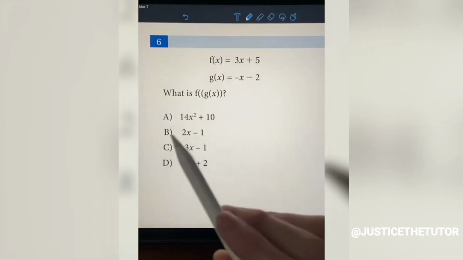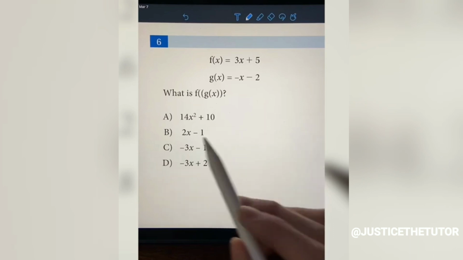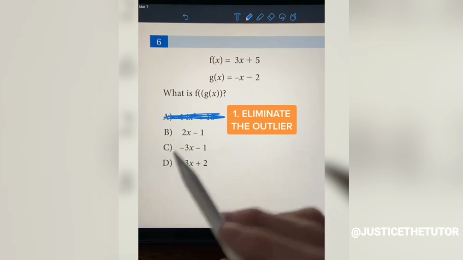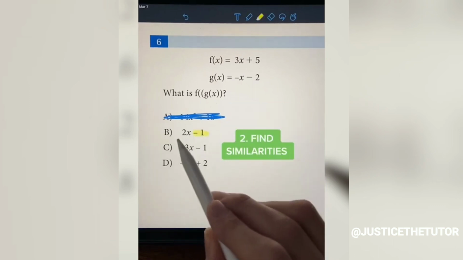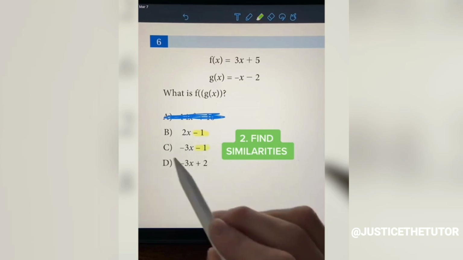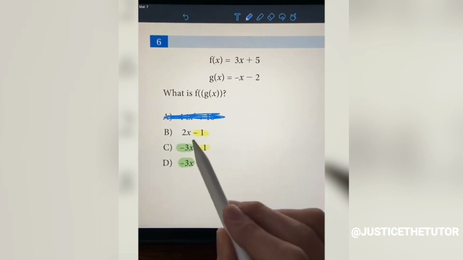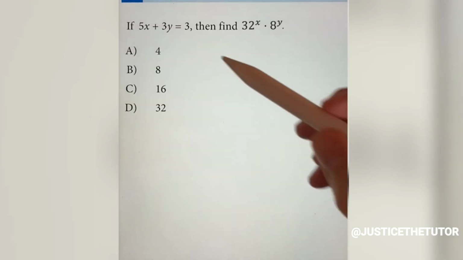Test, and either you have no idea how to do this problem or you have like 10 seconds left and just want to make a guess. So the first thing you want to do is look at the answer choices and eliminate the one that's an outlier, because chances are that's not even the right answer anyway. Then you want to look at the answer choices and find any similarities. So in B and C, I see a -1, and in C and D, I see a -3. Chances are that the answer is most likely the one with the most similarities, so you want to pick C in this case.